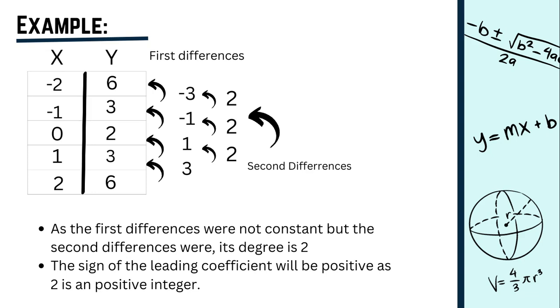So negative 1 minus negative 3, which is 2, 1 minus negative 1, which is 2, and 3 minus 1, which is 2. Our second differences are all constant. So as the first differences were not constant, but the second differences were, the degree of the function is 2. The sign of the leading coefficient will also be positive, as 2 is a positive integer.